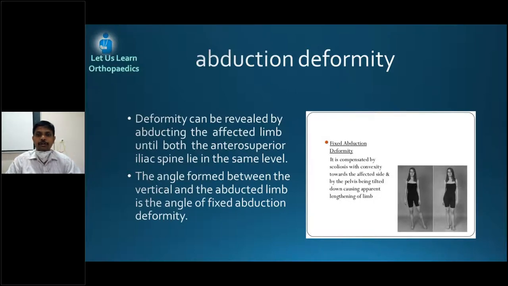How do you nullify the abduction deformity? You have to abduct the limb more. How do you nullify the adduction deformity? You have to adduct the limb more. That is, you have to bring the ASIS to the same level. Then only the angle that is formed by either the abducted or the adducted limb with the midline or the vertical line is the angle of fixed adduction or abduction deformity. So these are the deformities that are described in TB hip.